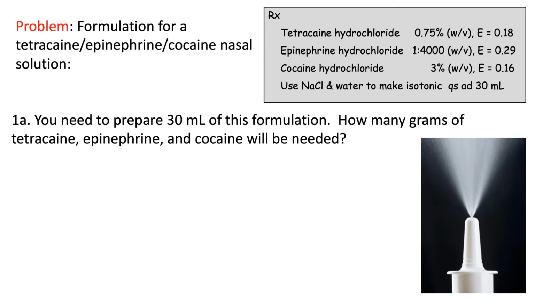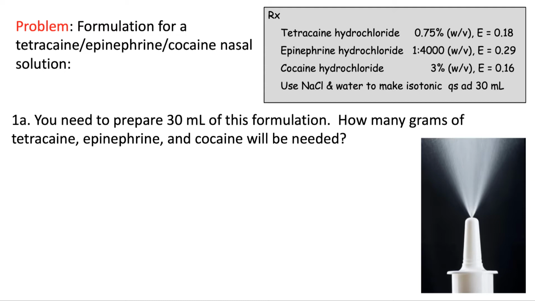And then the last ingredient is to use whatever amount of sodium chloride and then water, obviously purified water, to make the final nasal spray isotonic. And it says QSAD up to a total volume of 30 milliliters. You'll notice that I have also provided you an E value, or sodium chloride equivalent value, for each of the three ingredients. So clearly we're wanting to make an isotonic nasal spray that contains three active ingredients and enough sodium chloride so that we can make the final solution isotonic, and it has a volume of 30 milliliters. So we're going to work through this question one step at a time.